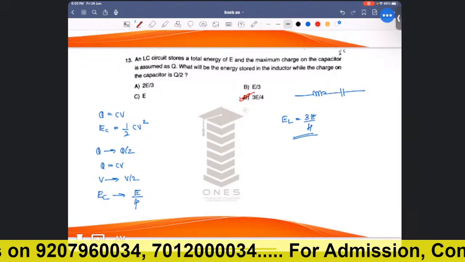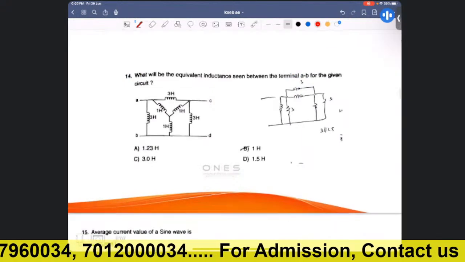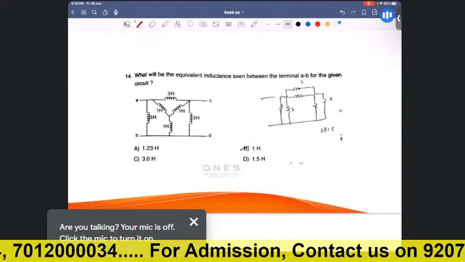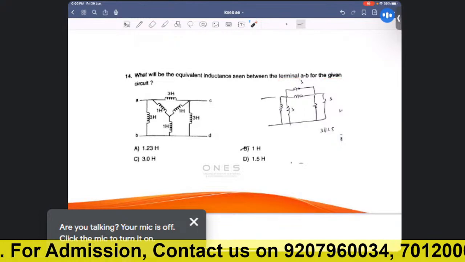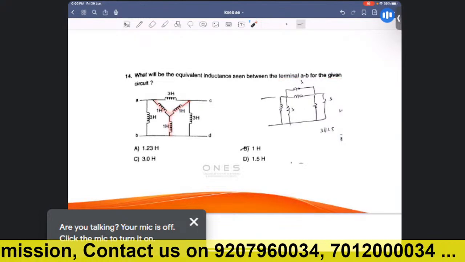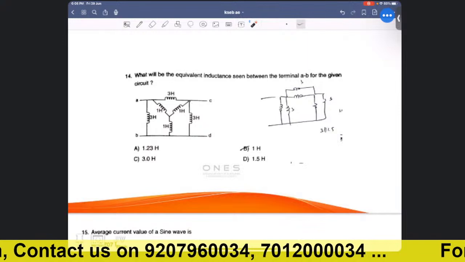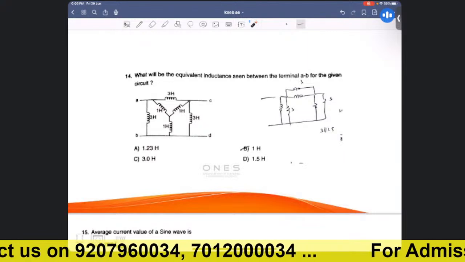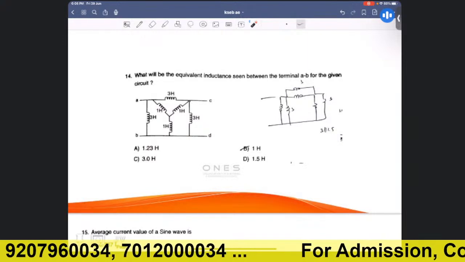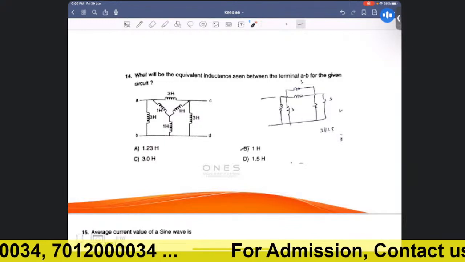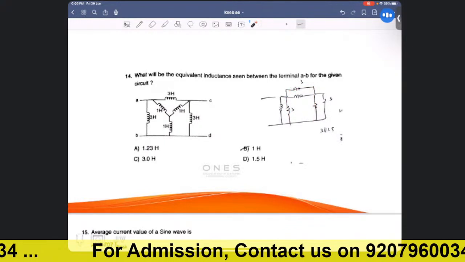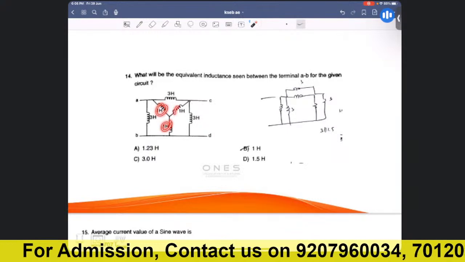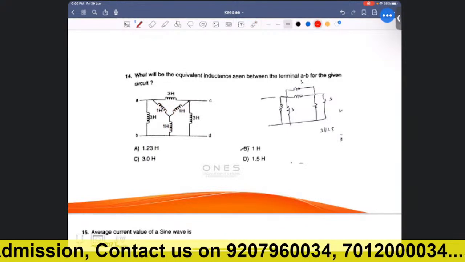Okay, yes. 14th one. What will be the equivalent inductance seen between the terminals AB? See, this is a star connection. So we have to convert this star into a delta. When we convert this star to delta, what will happen to these 1 Henry inductors? It will become 3 Henry.